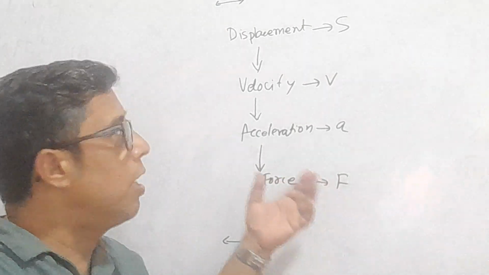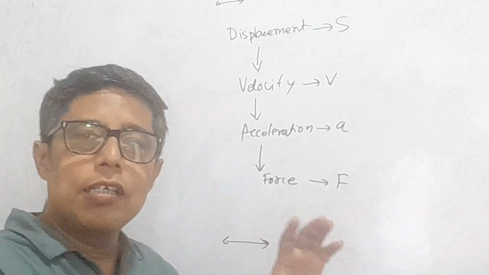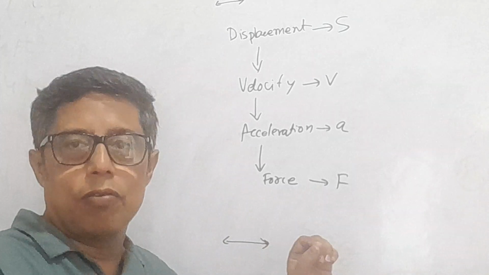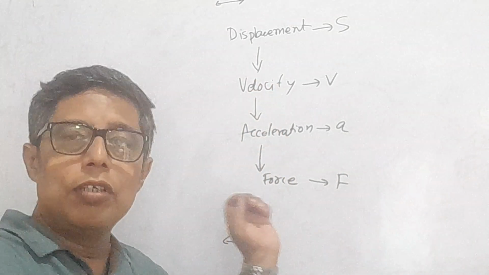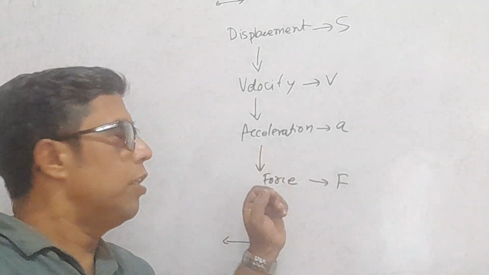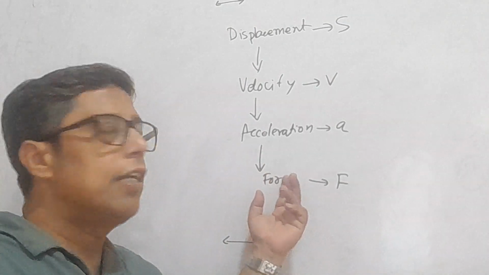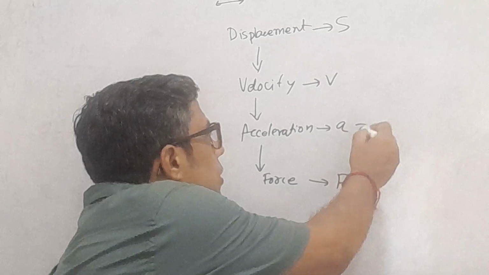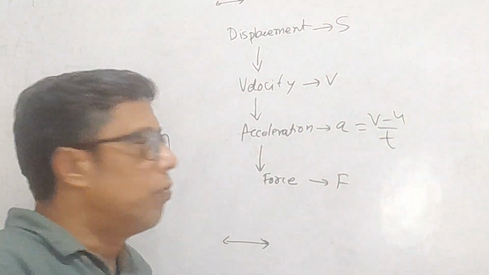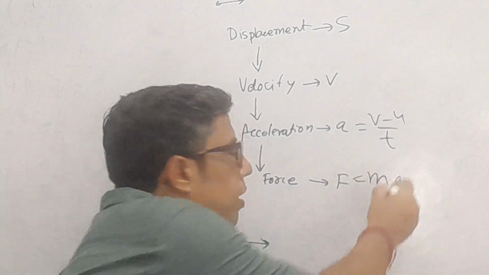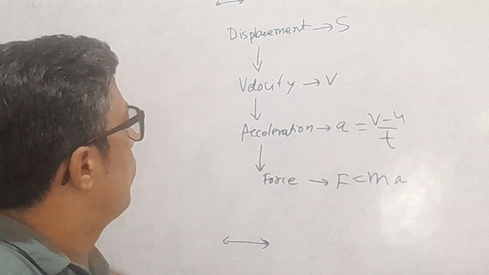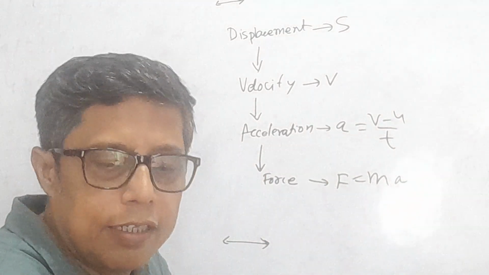What is displacement? Displacement means the shortest distance covered between two points in a specific direction. It's a vector quantity. Next is velocity. Velocity means displacement by time. It's again a vector quantity. Next is acceleration. Acceleration means change in velocity by time. And what about force? Force is equal to mass into acceleration. So this is about the equations, and these are all vector quantities, right?